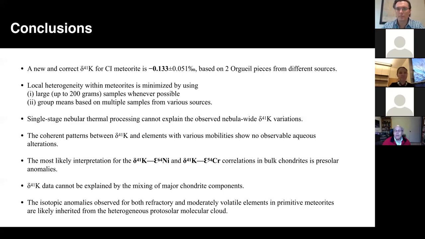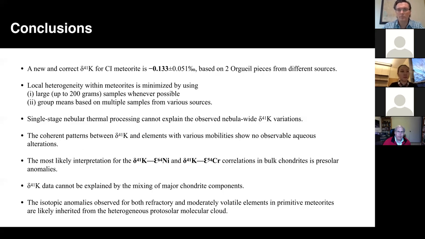Yeah, hi, this is Alan Treeman. I'm not sure I caught this, but do your observed heterogeneities in potassium isotopes correlate with this division between NC and CC meteorite sources? I saw it looked like it did with the oxygen, but does it with the other elements also?